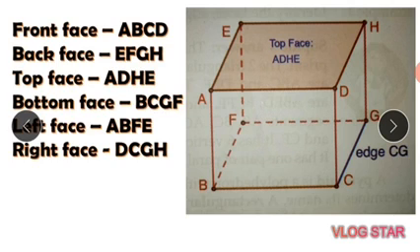The front face is A, B, C, D, a rectangle A, B, C, D. So this one, A, B, C, D, is the front face. Next is the back face of the rectangular prism, E, F, G, H. This one is the back face of the rectangular prism.